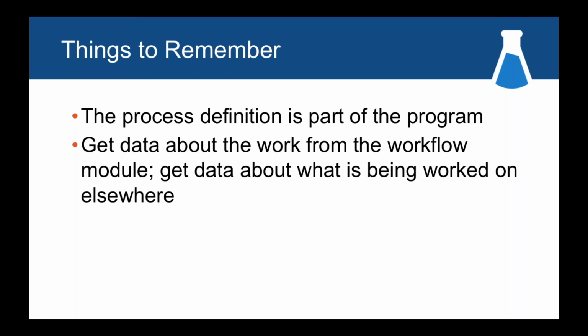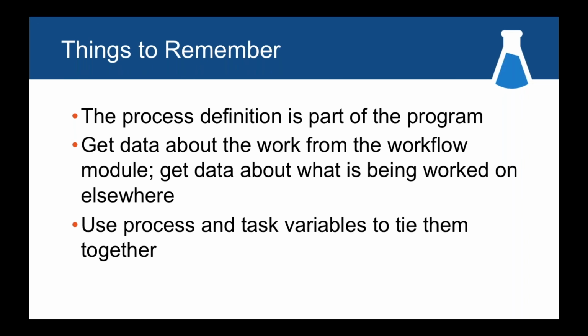As I mentioned, there are variables that you can attach to the workflow, but generally you want to keep a good separation between the data that you store with the workflow and the data that the workflow is working on. You get the data about the work from the workflow, and you get data about what is being worked on elsewhere. Then you use the process and task variables to tie them together. For example, you would have an identifier for the object being worked on, but not the entire representation of the data set or whatever is being worked on.